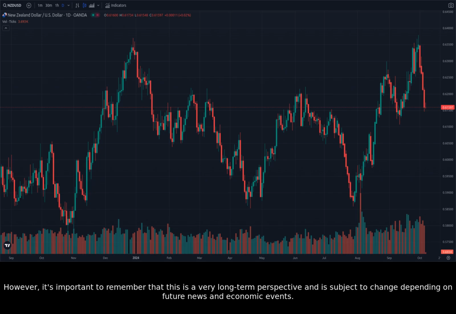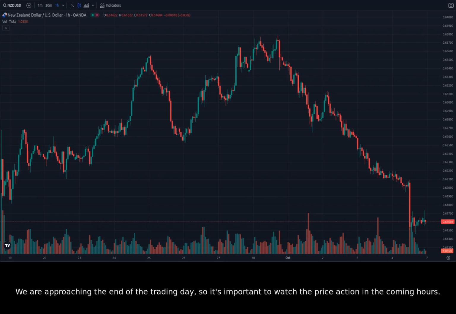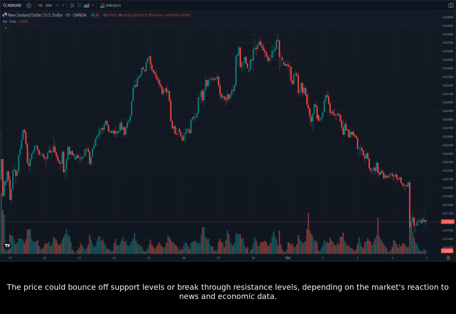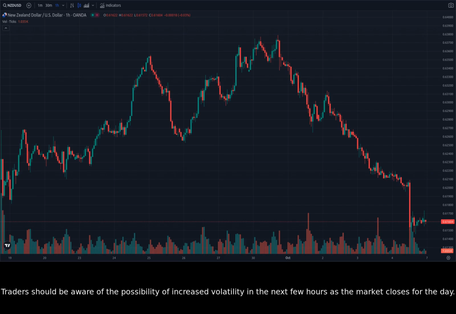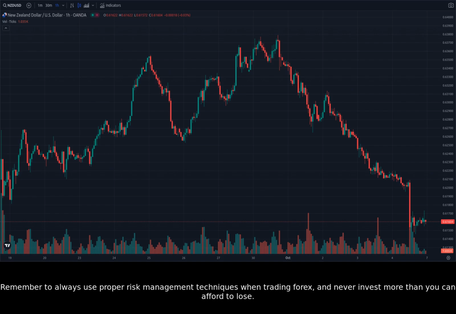news and economic events. We are approaching the end of the trading day, so it's important to watch the price action in the coming hours. The price could bounce off support levels or break through resistance levels, depending on the market's reaction to news and economic data. Traders should be aware of the possibility of increased volatility in the next few hours as the market closes for the day. Keep a close eye on the 1-hour chart and watch for any breakouts above or below key levels. Remember to always use proper risk management techniques when trading Forex and never invest more than you can afford to lose.